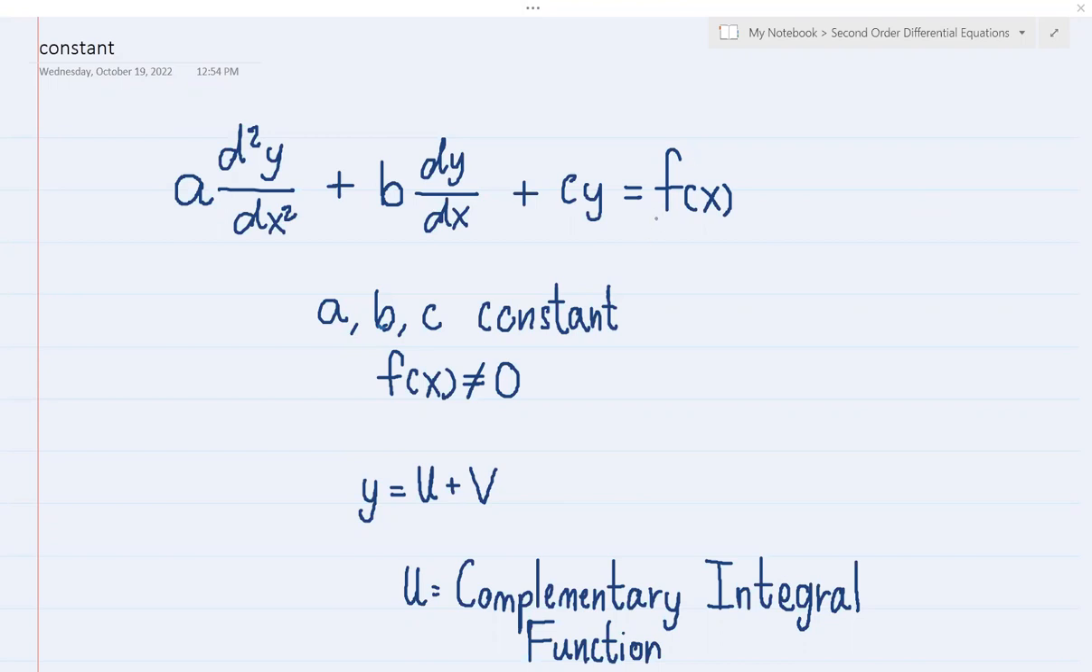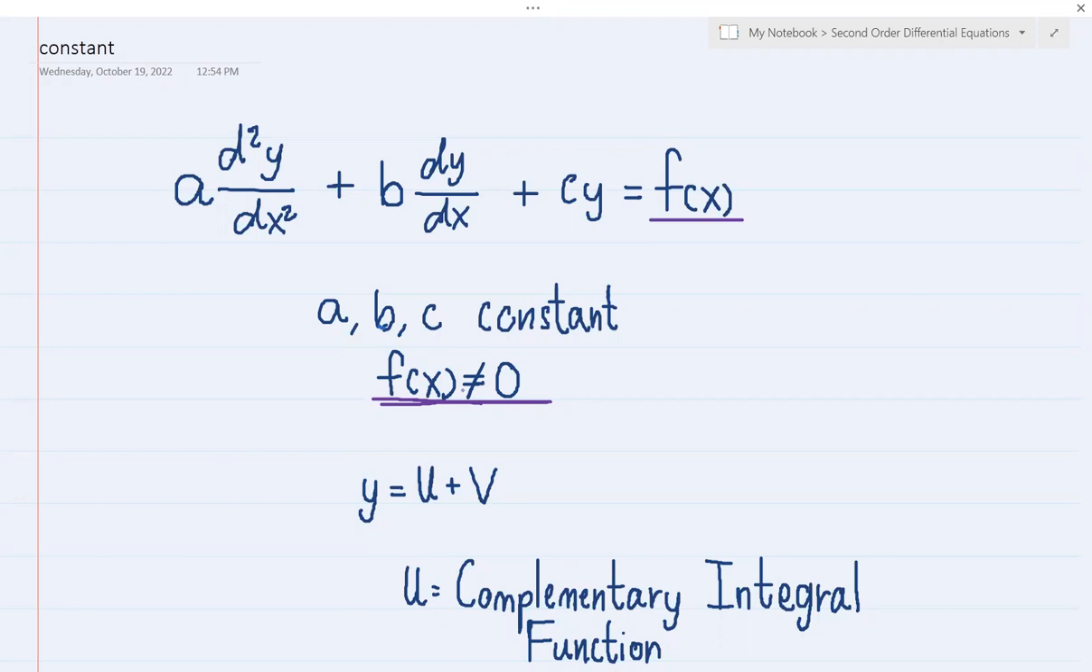Okay? So basically, we have a function here, f of x, and it is not equal to zero. Otherwise, it would be just a homogeneous. Okay? But if it's not zero, then it is just non-homogeneous.